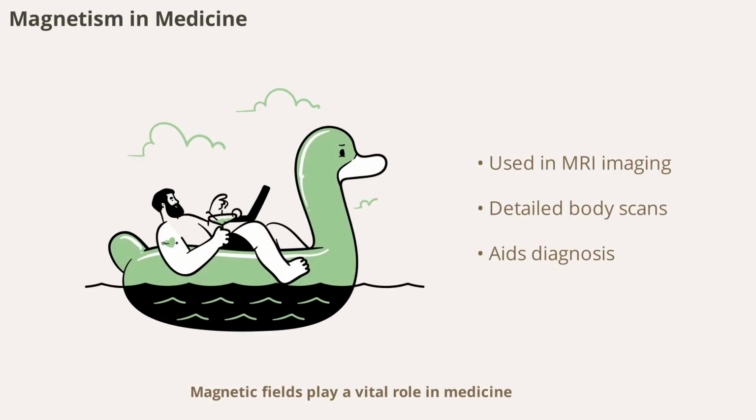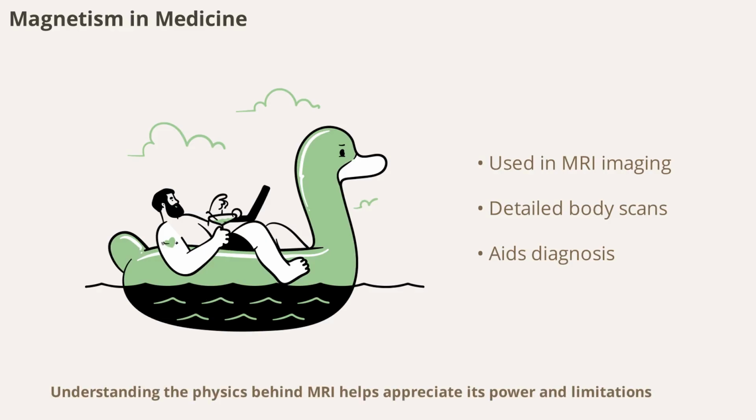Magnetic fields play a vital role in medicine, especially in imaging techniques like MRI. These machines use strong magnetic fields and radio waves to create detailed images of the body, aiding in diagnosis and treatment. Understanding the physics behind MRI helps appreciate its power and limitations.